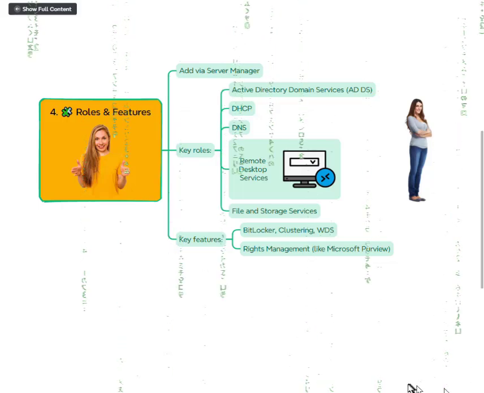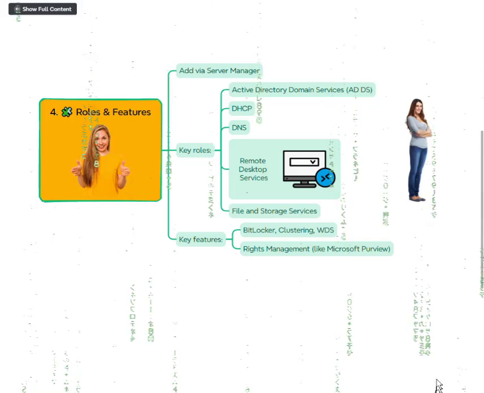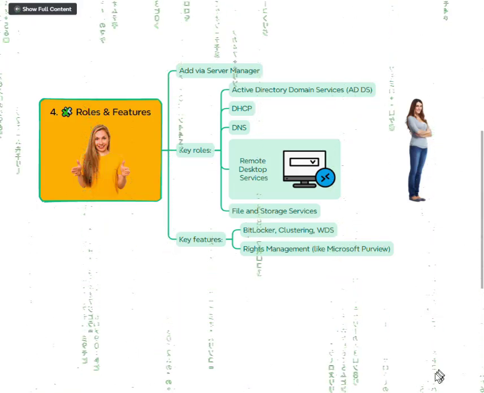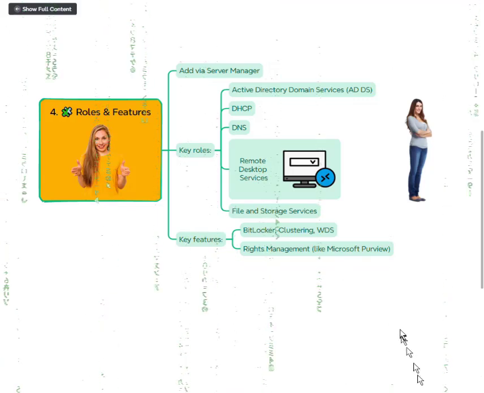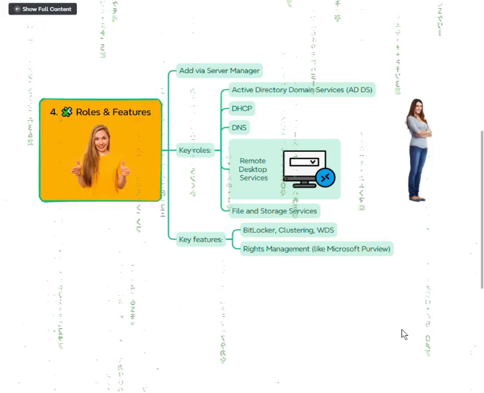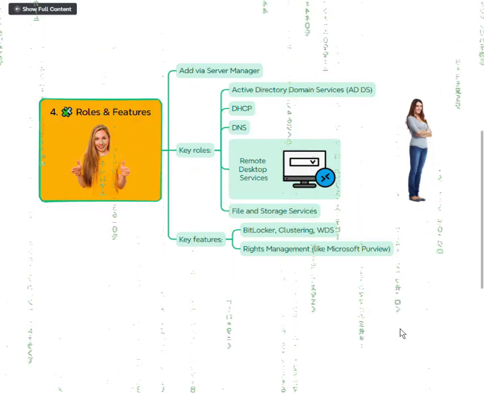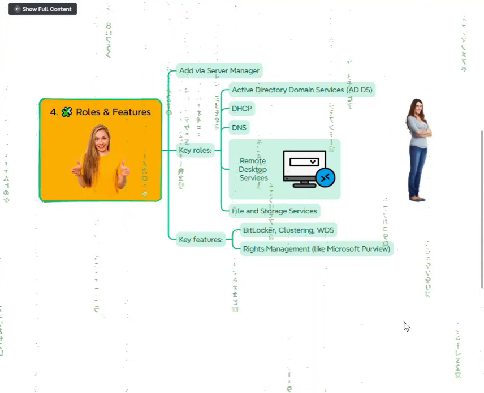Roles and features. Roles are like job titles for your server. You tell it what job to do. Maybe it's running Active Directory. Maybe it's dishing out IP addresses via DHCP, or maybe it's handling DNS. These are core services that define the server's function. Some are installed by default, and others you pick based on what your network needs.